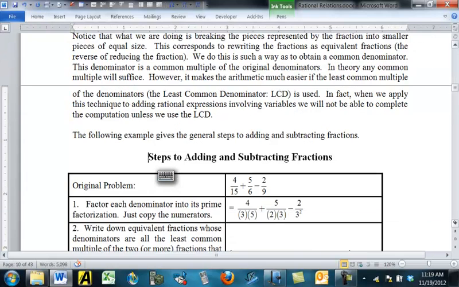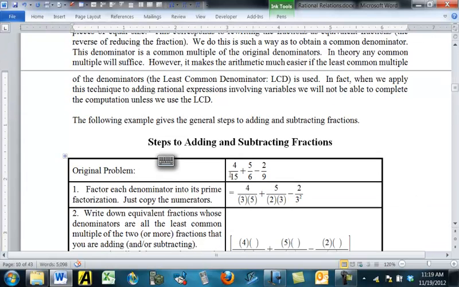And we have some steps here. Let's look at some examples. So here's our original problem, 4/15 plus 5/6 minus 2/9. So you're going to factor each denominator into prime numbers. Leave the numerators alone. So 15 is 3 times 5, 6 is 2 times 3, 9 is 3 squared.